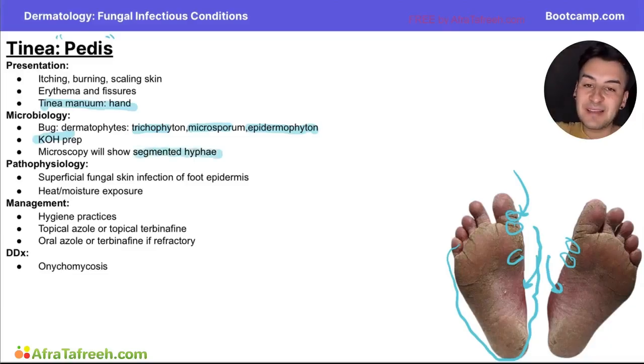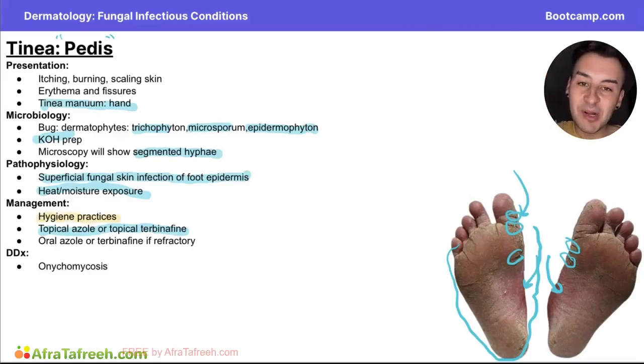So the pathophys is pretty similar to before. It's just a superficial fungal skin infection, this time on the foot epidermis. It's caused by hot and moist environments, just like our other ones. And fun fact, I have had this. I used to swim a lot and play water polo. I was always in hot and moist showers and locker rooms, and I got this disease process. I was treated with topical azoles and topical terbinafine. However, I did not have good hygiene in high school, and this came back because I was always on the pool deck. So, number one thing to mention, hygiene practices.